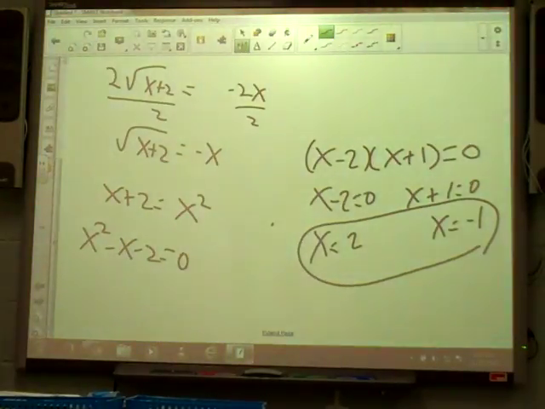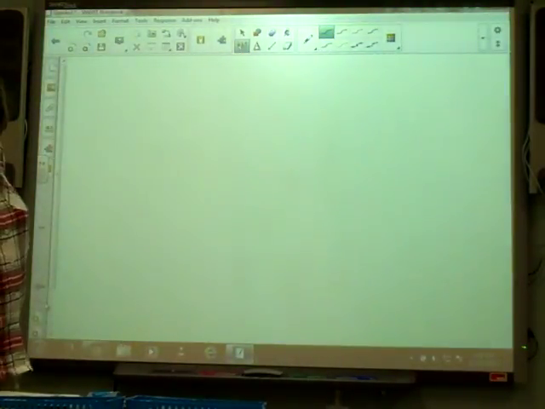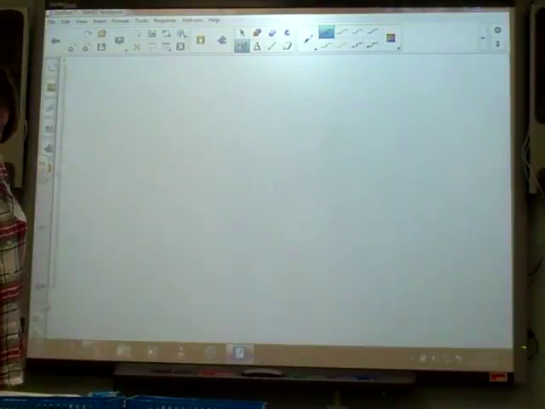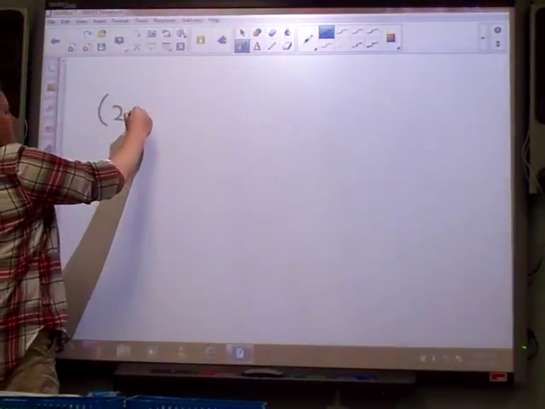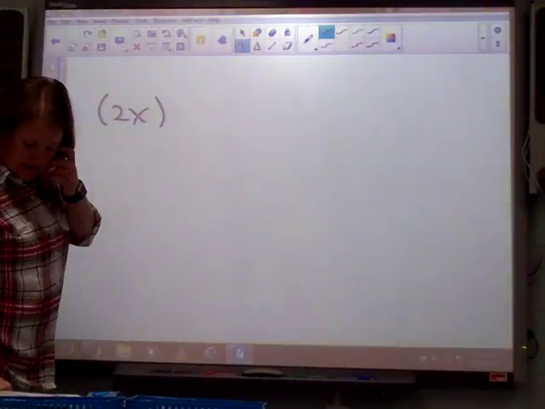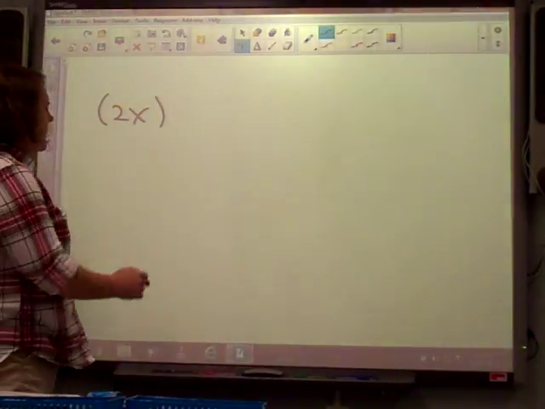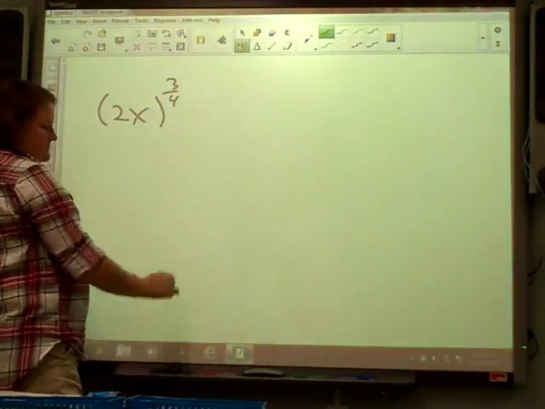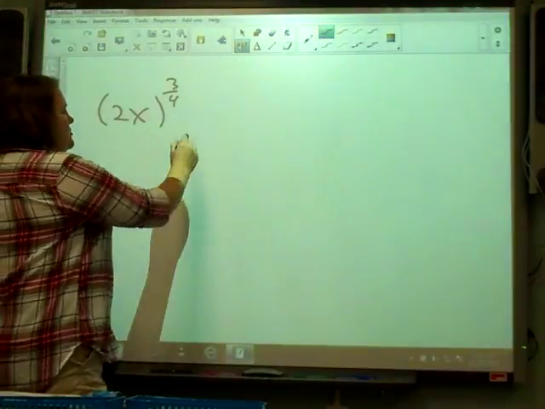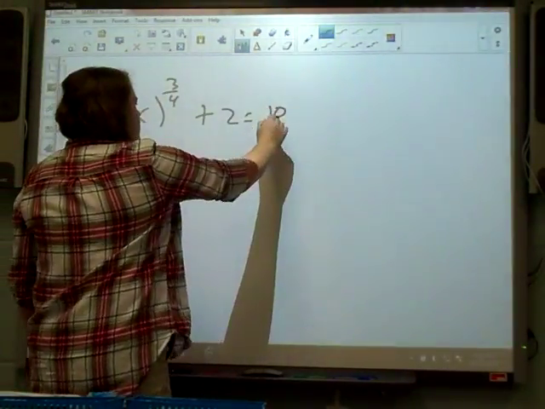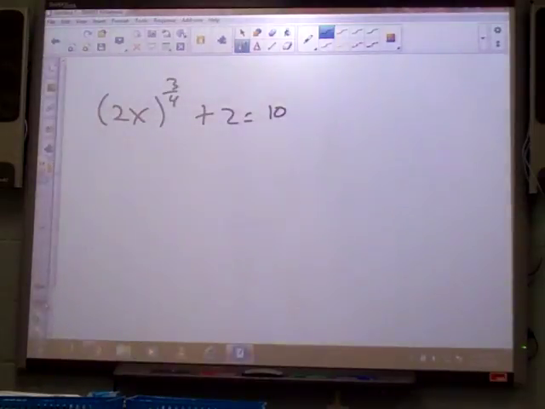What if we start off with a fraction exponent? These are easier. I like these. 2x to the 3/4 power plus 2 equals 10. You alright? Alright, remember power over root, power over root, power over root. So you could rewrite this with a 4th root if you wanted to. That's going to make it harder.